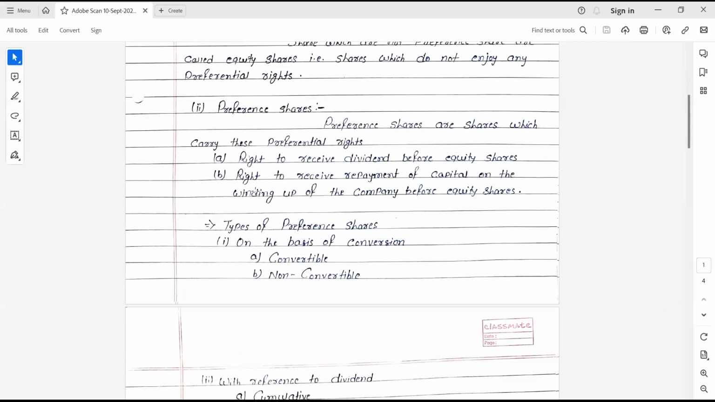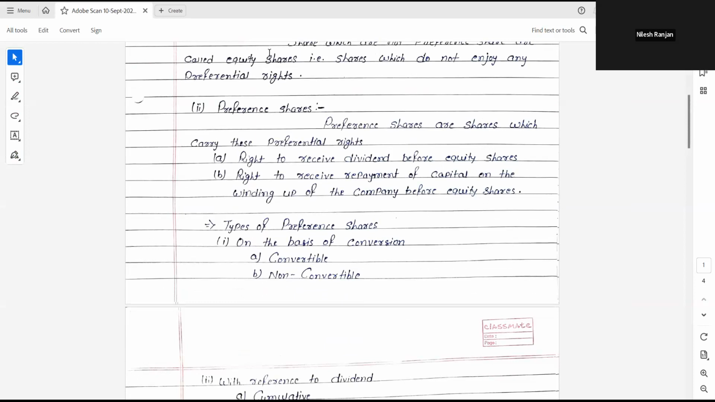Okay. So these are our types of preference share you can see here. Preference shares are shares which carry these preferential rights: right to receive dividend before equity shares and right to receive repayment of capital on the winding up of the company before equity shares. So they have two rights: to get their dividend and to get their capital back. Okay. So now types of preference share. There is first type on the basis of conversion. I told you about this.